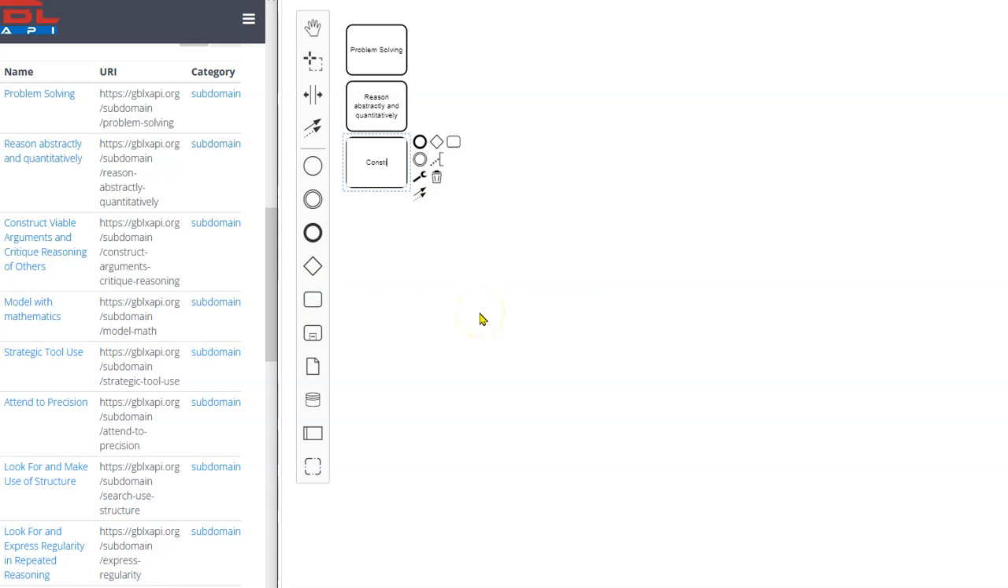Let's see what the next one is. Construct viable arguments and critique reasoning of others. Very important. Can you construct viable arguments and critique the reasoning of others? Can you model with mathematics?